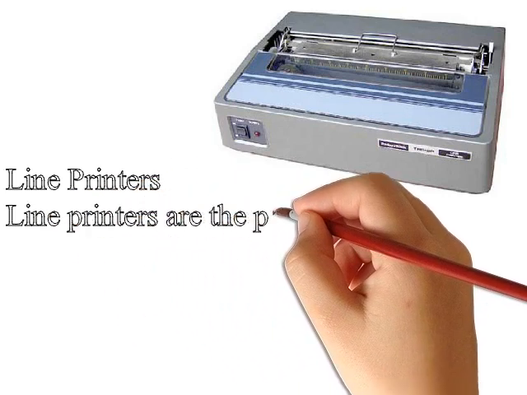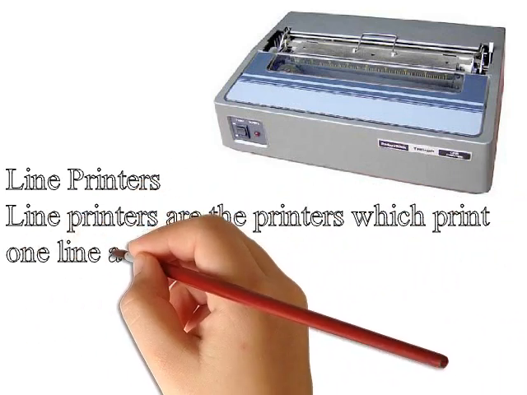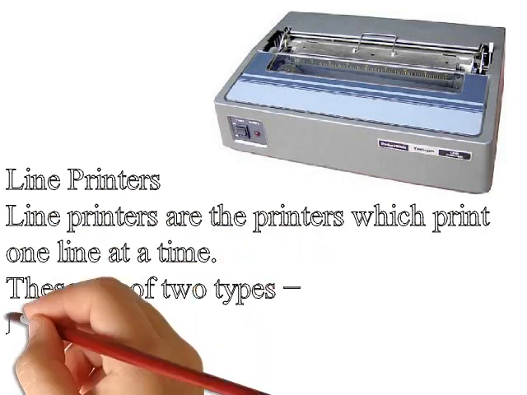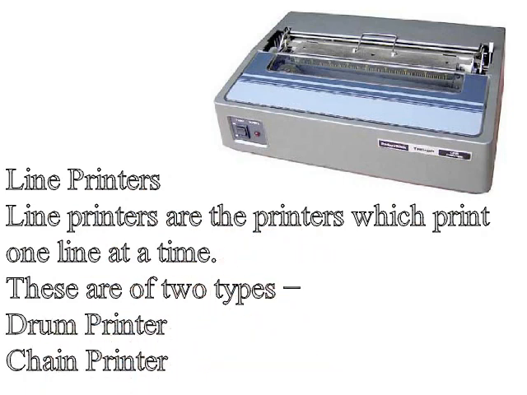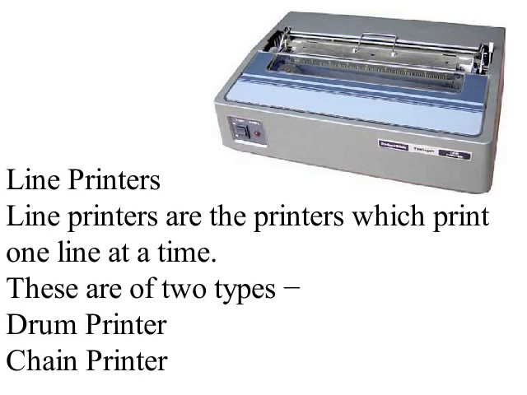Line printers. Line printers are the printers which print one line at a time. There are two types of line printers: drum printer and chain printer.